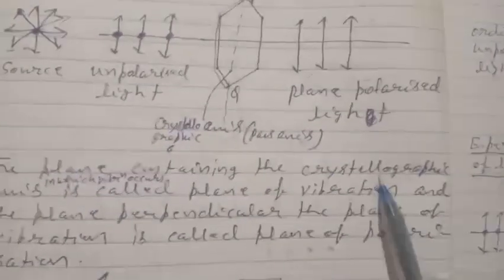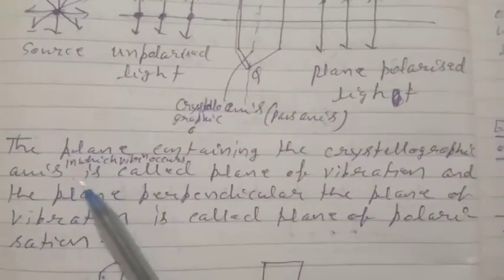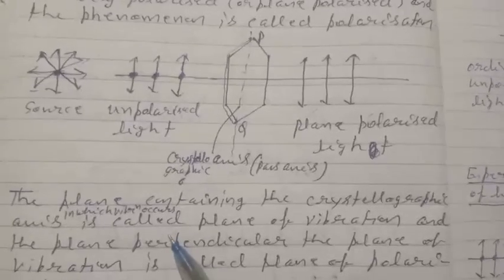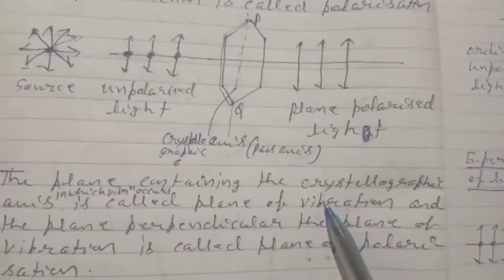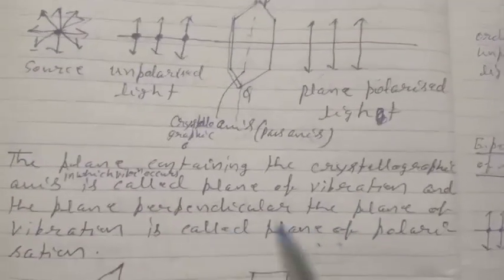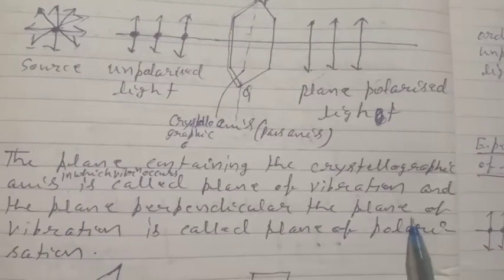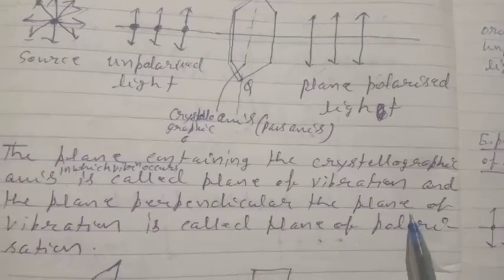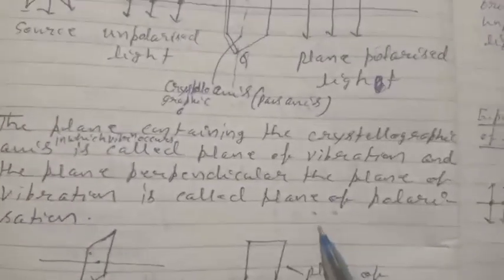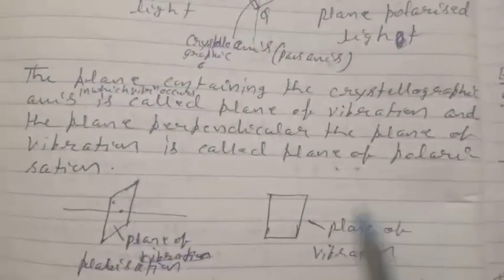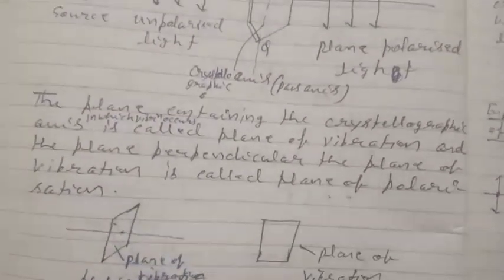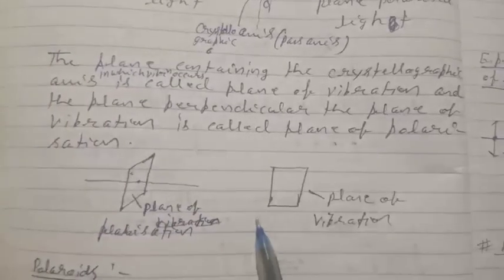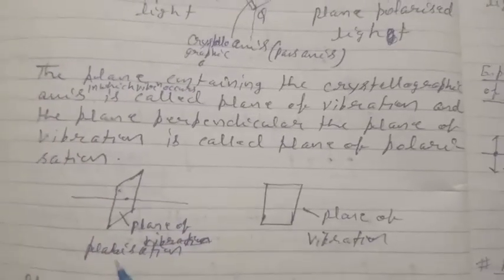The plane containing the crystallographic axis in which vibration occurs is called the plane of vibration, and the plane perpendicular to the plane of vibration is called the plane of polarization. That is, this is the plane of vibration because the particle is vibrating in this plane like this, this is the plane of polarization, and this is the plane of vibration.